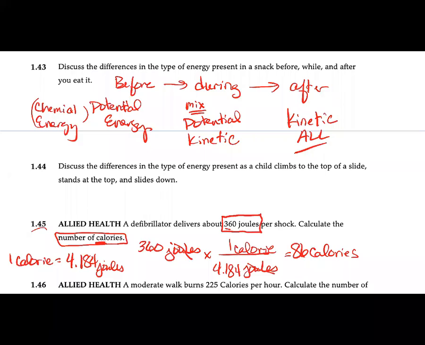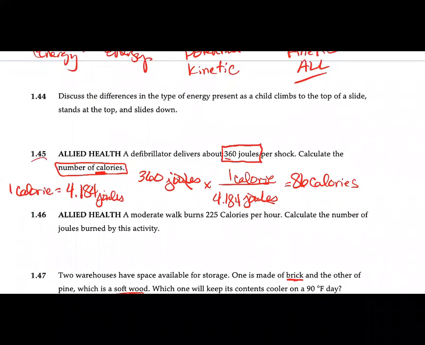All right, so we're finishing off the ones we didn't get to finish in class. Discuss the difference in the type of energy present as a child climbs to the top of a slide, stands at the top, and slides down. So let's separate that. We're going to separate into climb, then we're going to have stand at the top, and then we're going to go slide. Okay, so those are three kind of things.